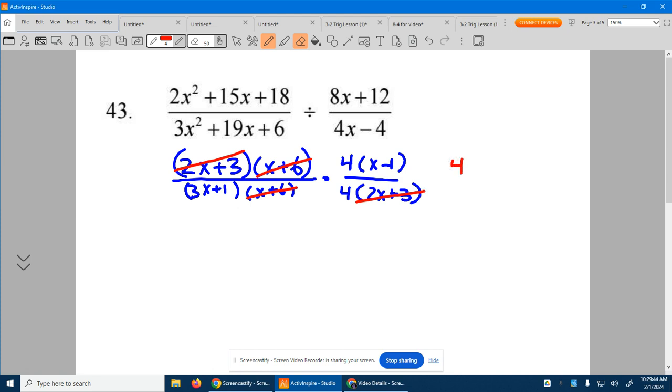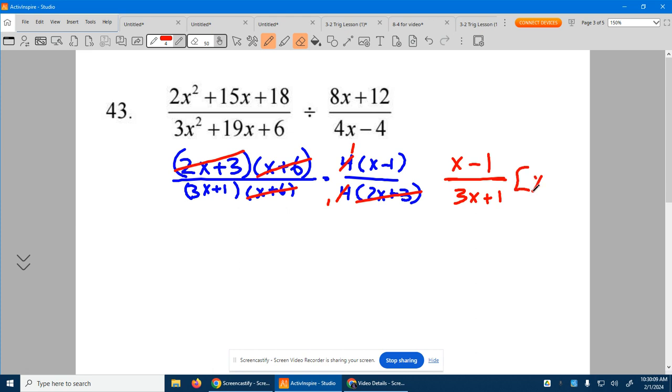So we're left with a 4 times an x minus 1 on top over a 3x plus 1. And there's also a what out here? 4. Ooh, I didn't notice those. So those actually would go away. I should have crossed those out here. Sorry about that. Too much on the screen. So our final answer, let's clean it up again: x minus 1 over 3x plus 1.